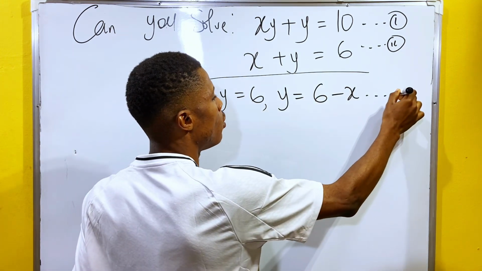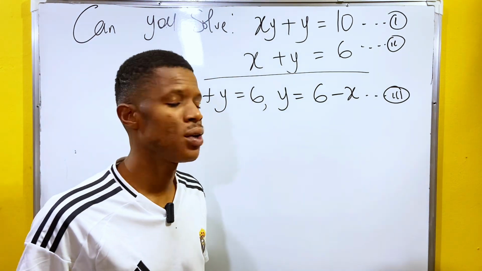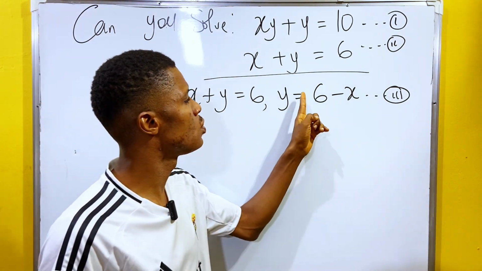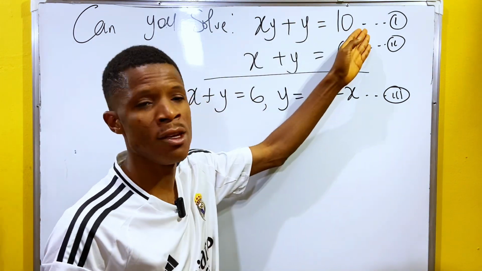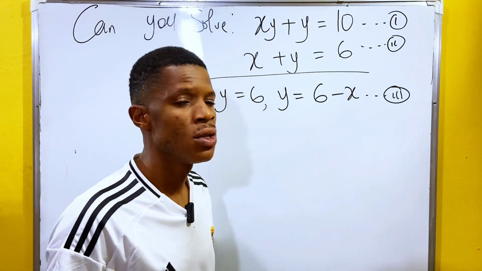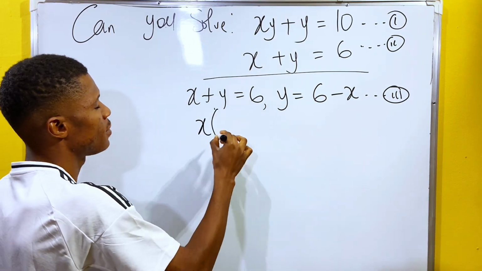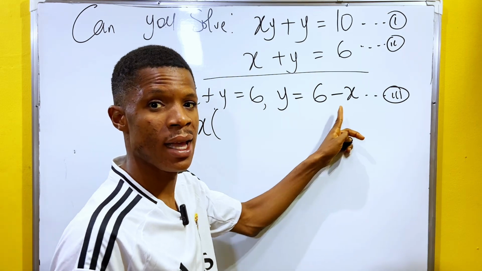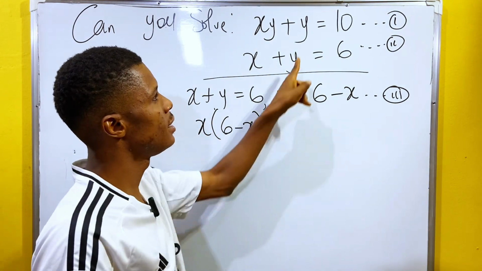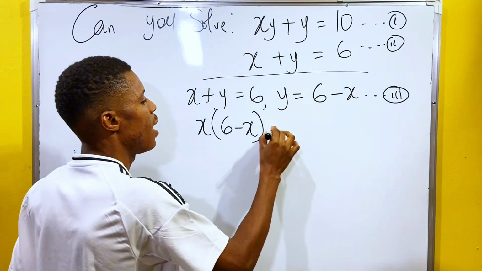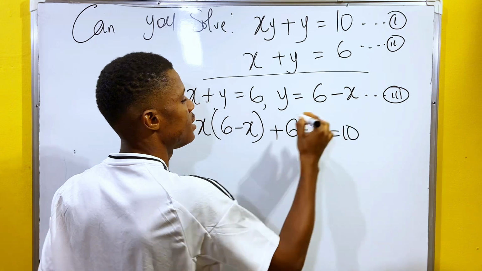And this can be called my equation 3. So I'm going to put y = 6 - x in my equation 1. And this will now simply be that x, so instead of writing y, I'll write 6 - x. So I write 6 - x. Then the next term here is y, I'll have plus (6 - x) equal to 10.